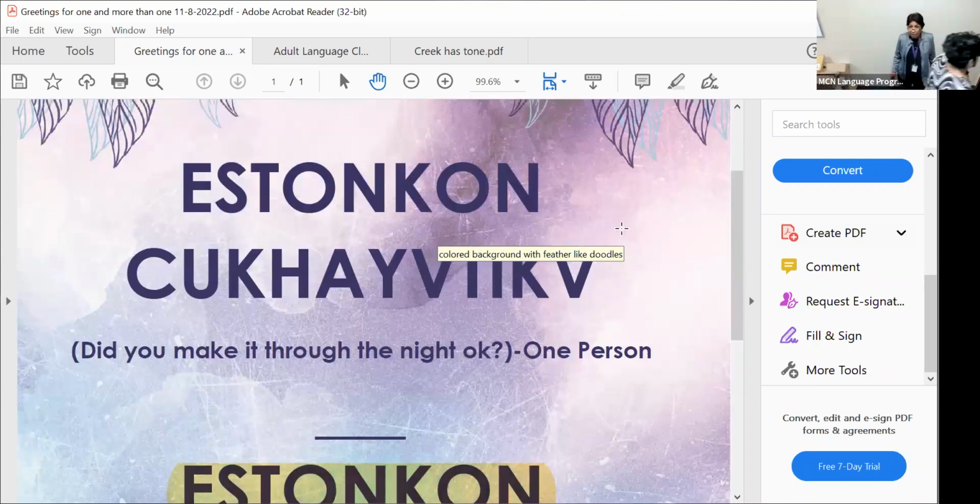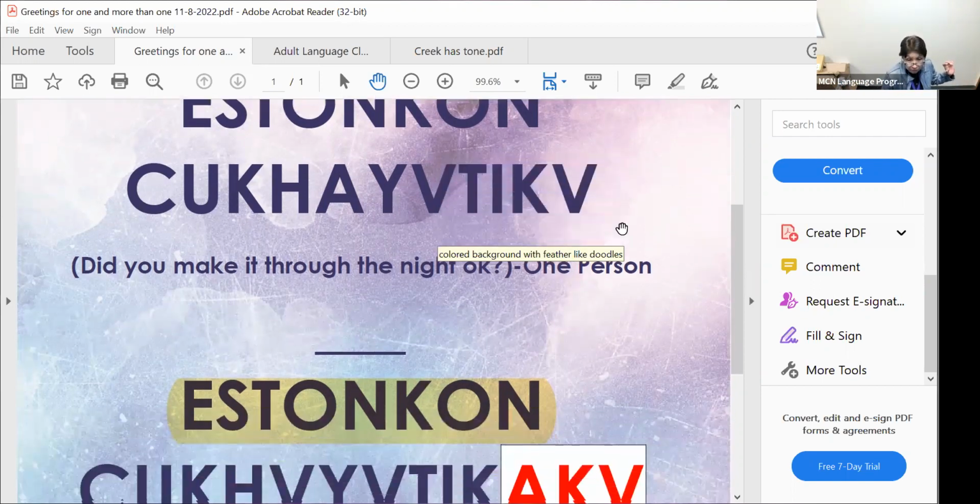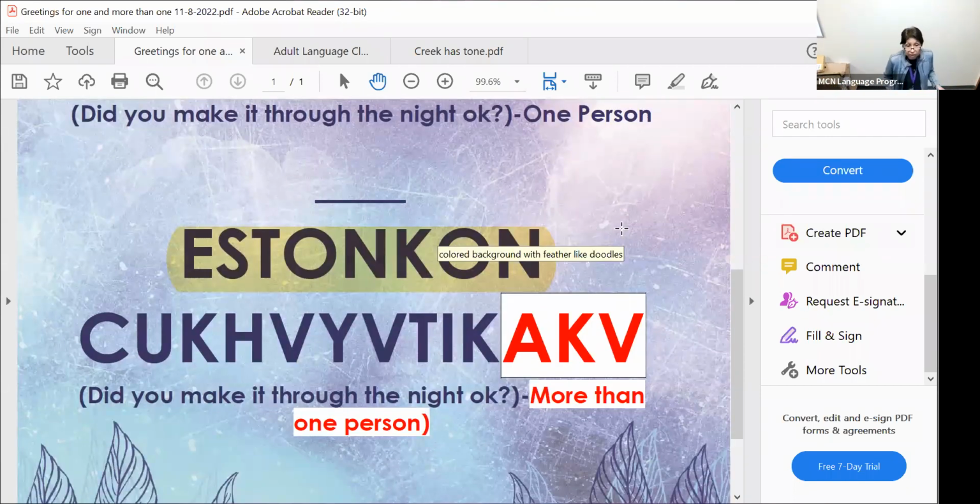Estongo and Jokayadega. For one person now. One person. Estongo and Jokayadega. But if you want to go to two or more, Estongo and Jokayadega ga. That's more than one person. That's like to a group, okay? So here we go now.